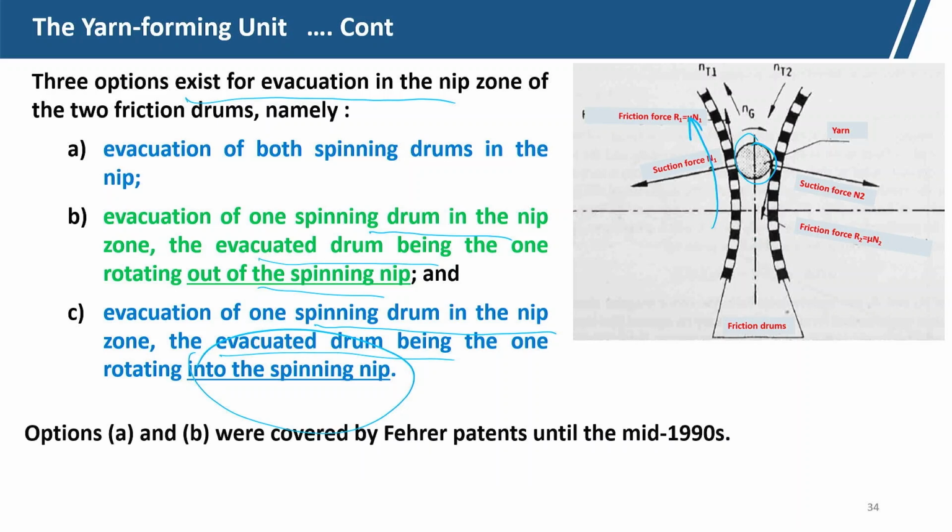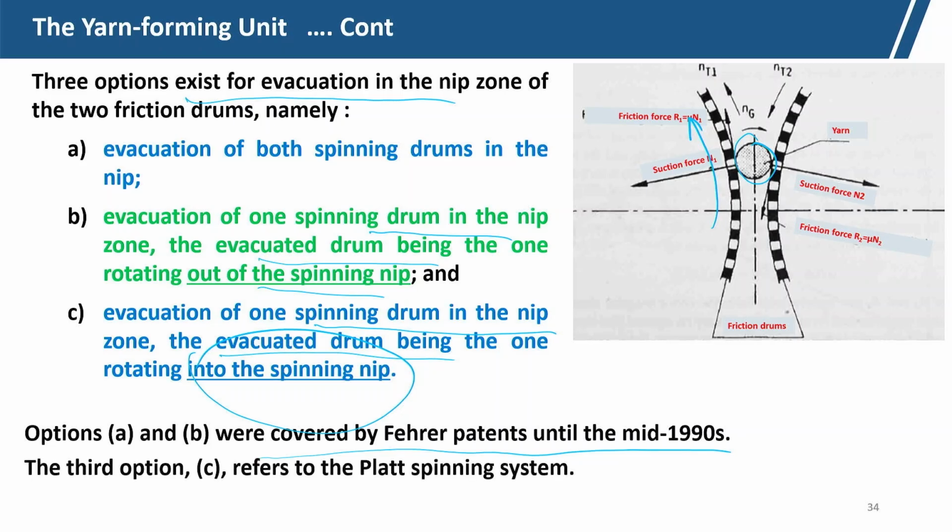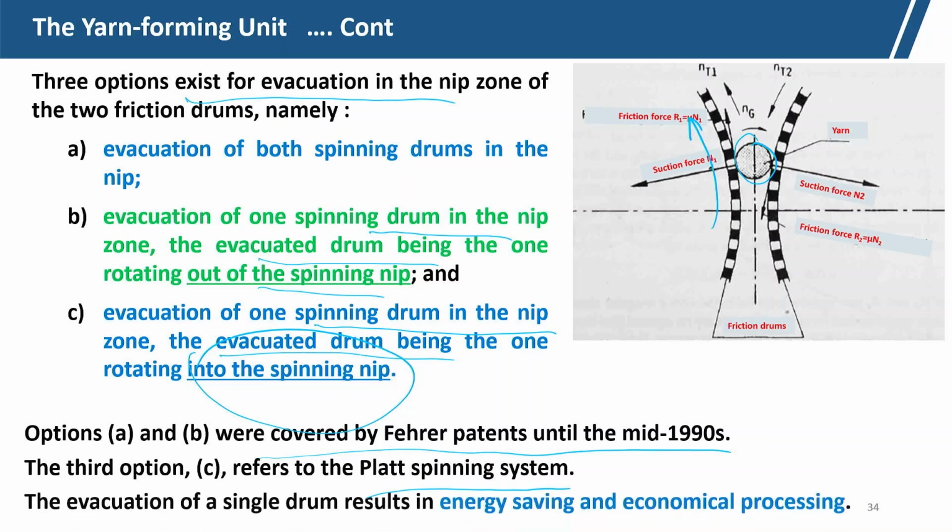So, options A and B were covered by Ferrer patents until 1990. The third option, C, refers to the Platt system. So, these are the different options to get the friction. The evacuation of a single drum results in energy saving and an economic process.